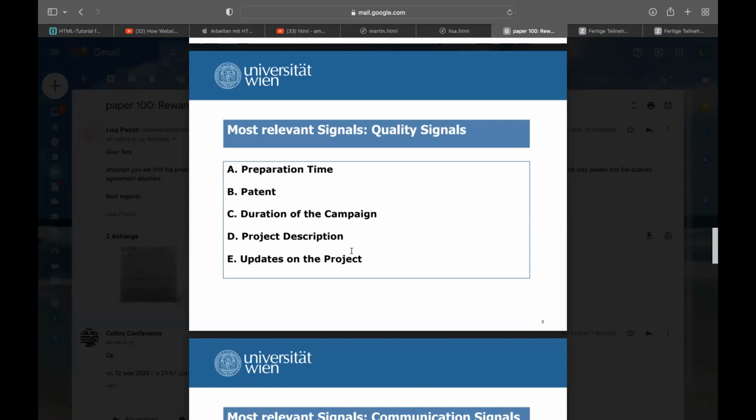In the research conducted, 12 experts were interviewed, and they also could confirm that the preparation time is important for the success of a crowdfunding campaign, and that the project description is an important signal for a successful crowdfunding campaign. However, they also mentioned that frequent updates do not have an impact on the crowdfunding success.